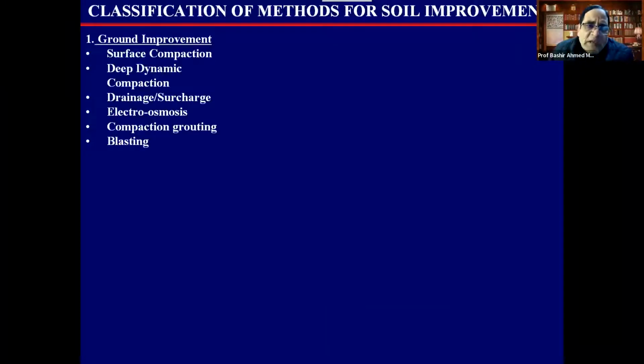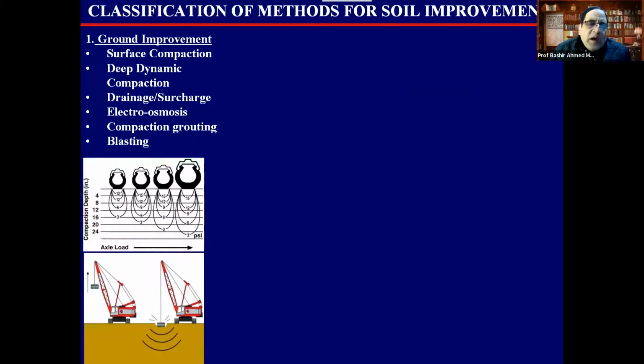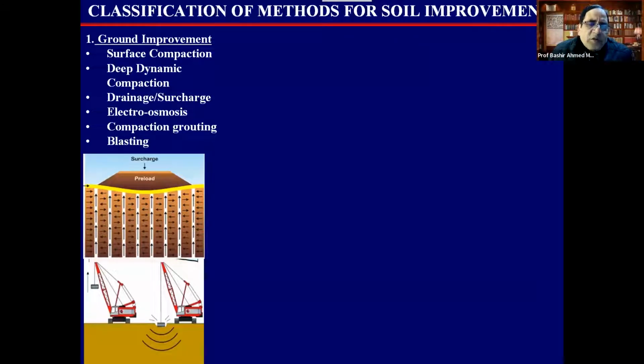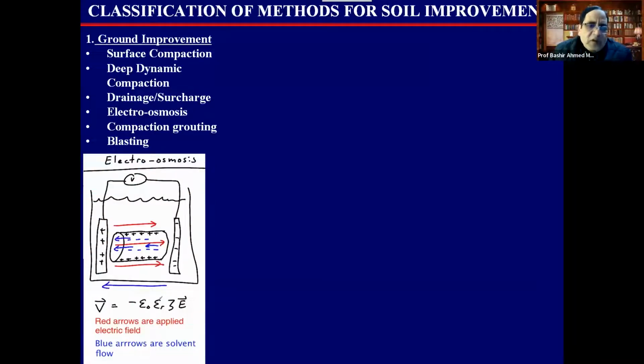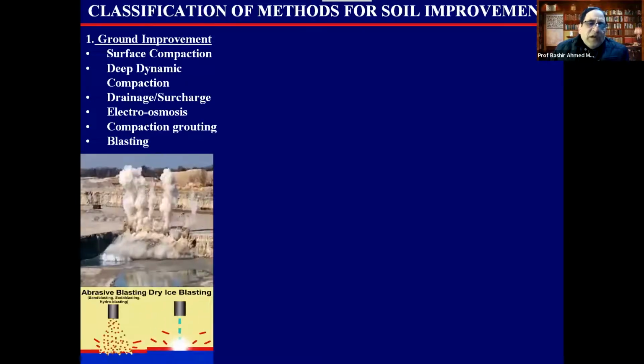Now we categorize them into three categories. One we call ground improvement, where we can go for surface compaction, deep compaction, and drainage. We can have electroosmosis, which may be very costly, but it is there for academic interest. We can go for compaction grouting, and we can go for blasting also. All these categories are called ground improvement.